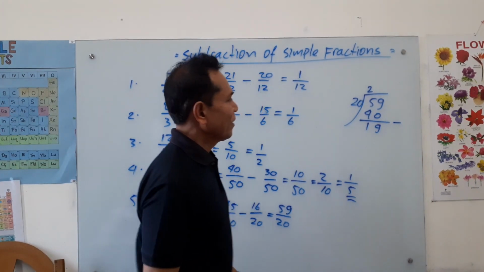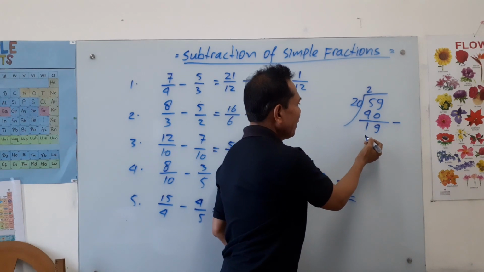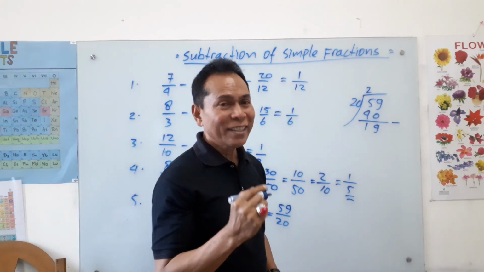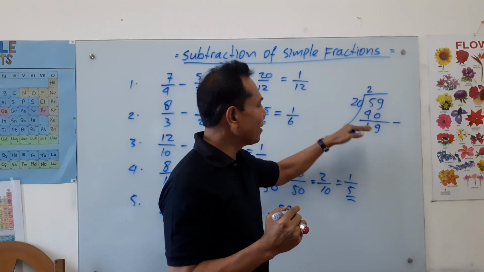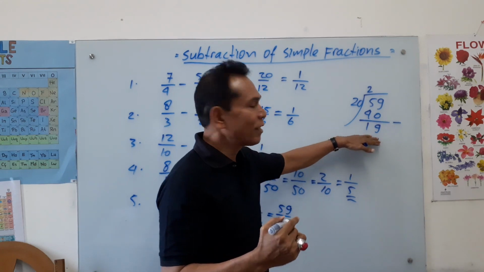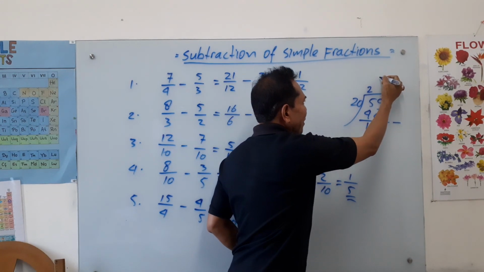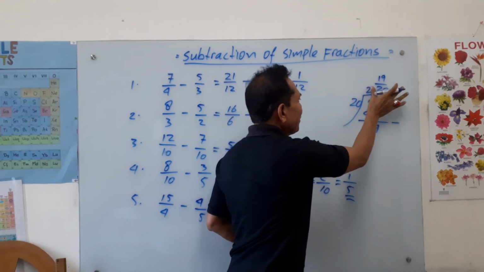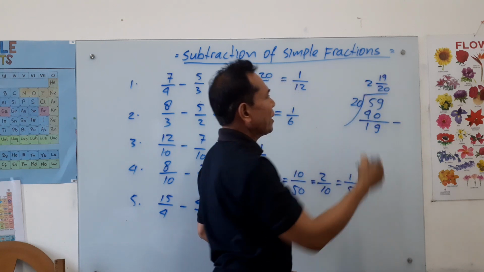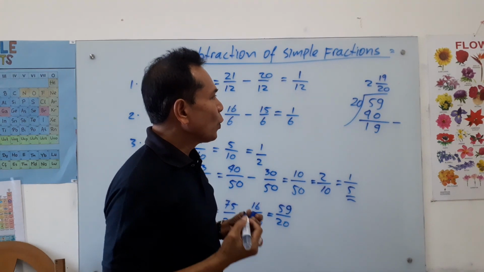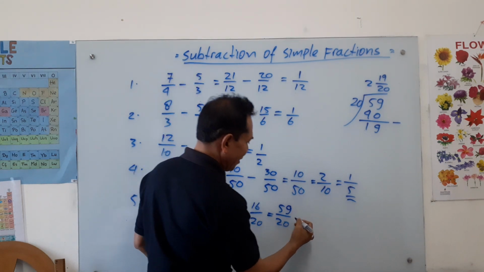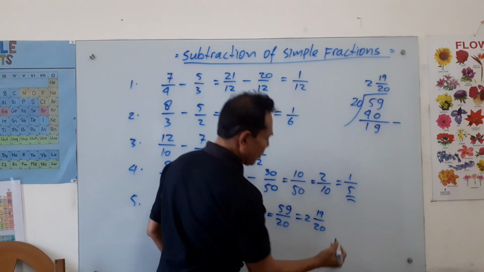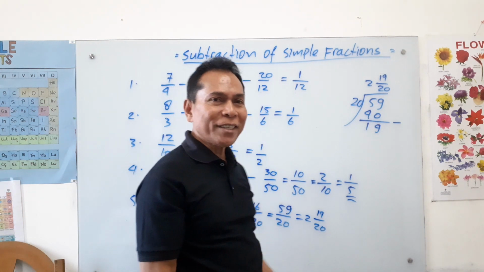You got 19. So now we look here, because 19 is under 20. Just 1 under 20, okay? It's not 20, it's not 21, it's 19. So you just take it and put here 19 over 20. So the answer for this is 2 19 over 20, okay? 2 19 over 20. So you put here 2 19 over 20. That's your final answer, okay?